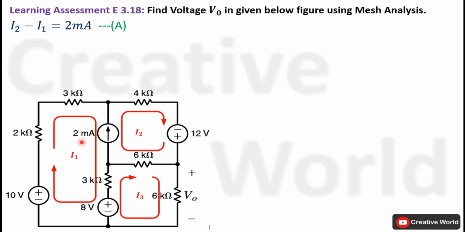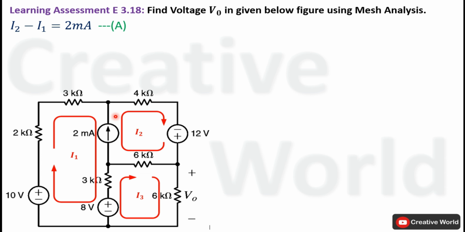This 2 milliampere is the difference of these two currents that are flowing through this branch, and both are opposite in direction to each other. That's why one current is subtracted from the other one. And because the direction of this constant current is in the direction of current I2, current I2 is considered as higher current than current I1. Now this constant current source exists between two meshes, so we cannot solve this problem using simple mesh analysis technique. In order to solve this problem, we have to switch to the super mesh analysis technique.